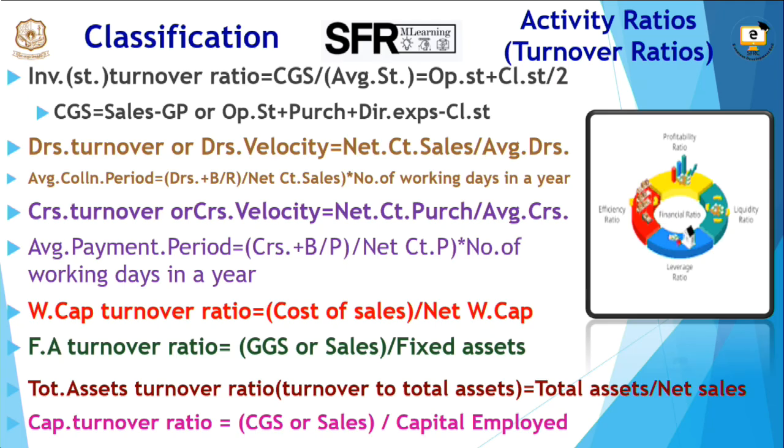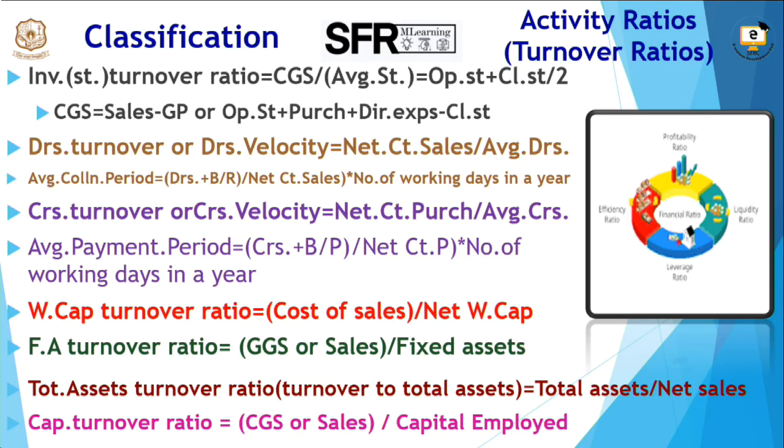Net credit purchases means credit purchases less purchase returns, that's the net credit purchases. Average trade creditors means as usual opening creditors plus closing creditors divided by 2. Then a higher creditors velocity is better, otherwise a lower creditors velocity is less favorable. So a higher creditors velocity is better for your position.